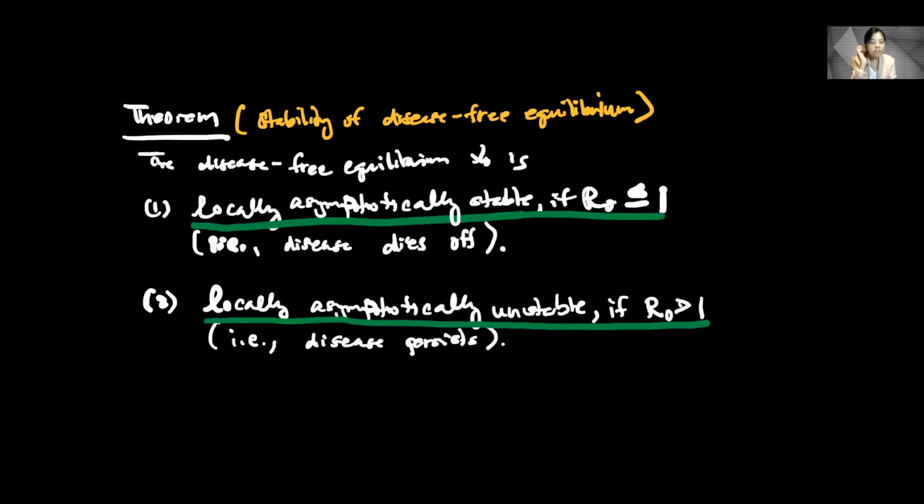If that value, the spectral radius of the next generation matrix, is less than or equal to 1, then we can conclude that it's locally asymptotically stable. Or in other words, the disease dies off. If it's greater than 1, then we can conclude that the disease persists.